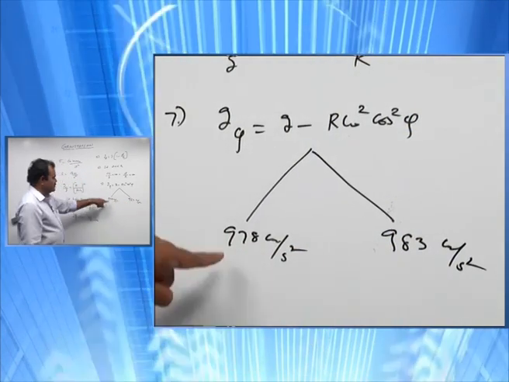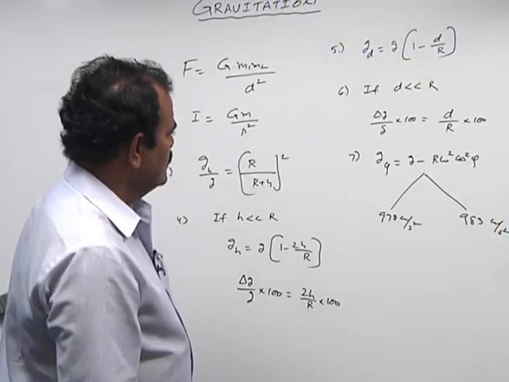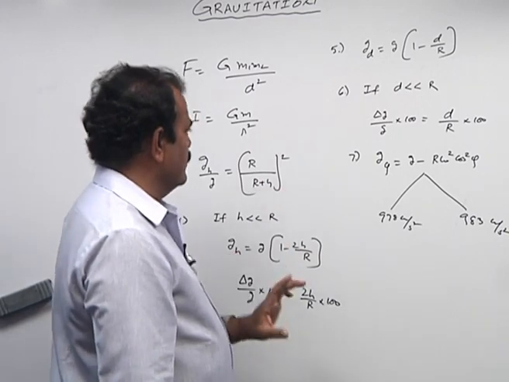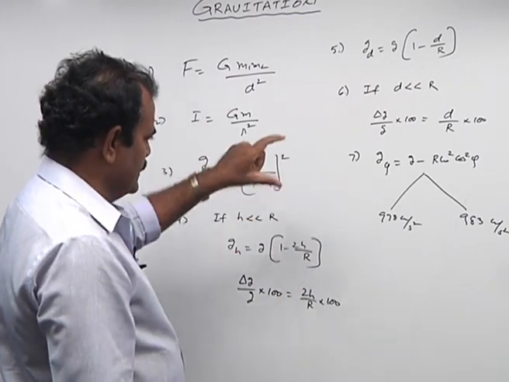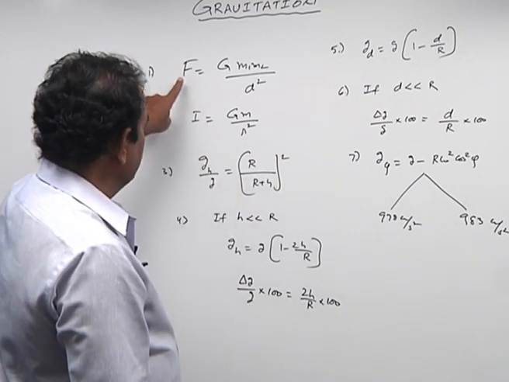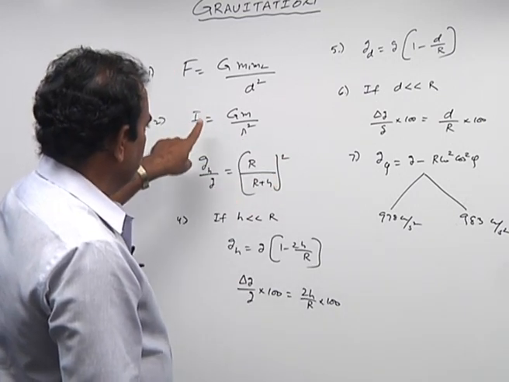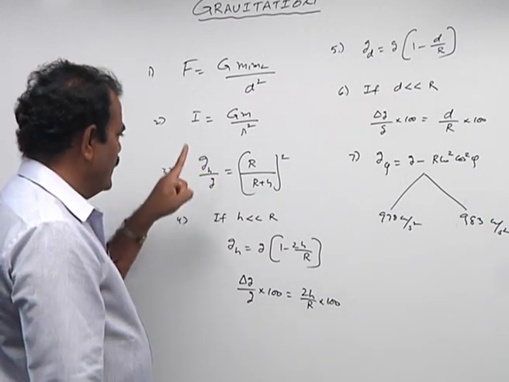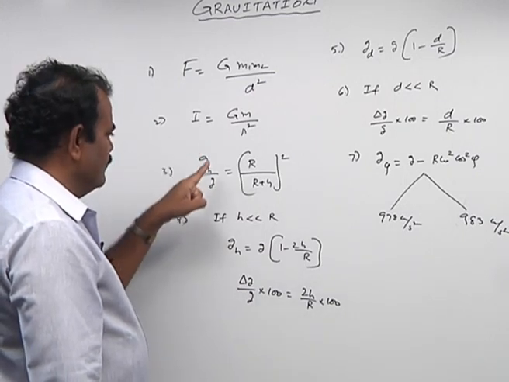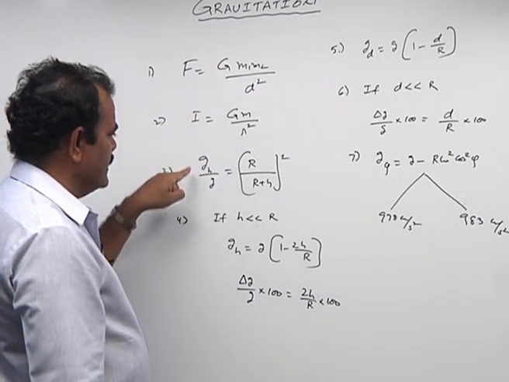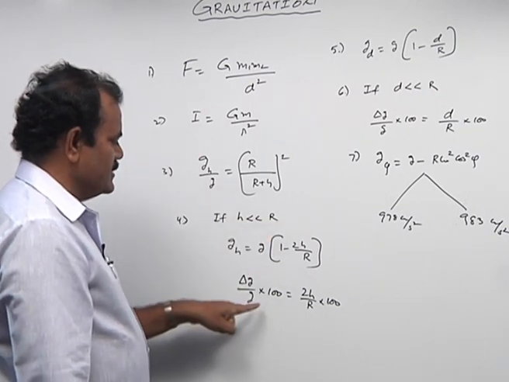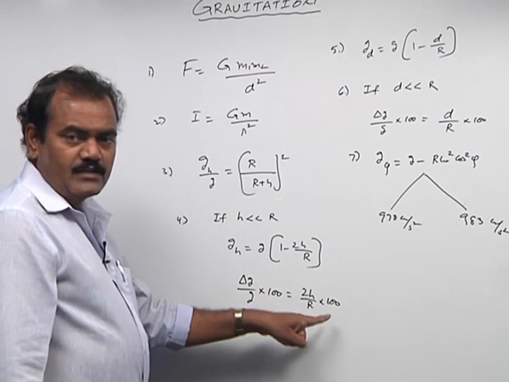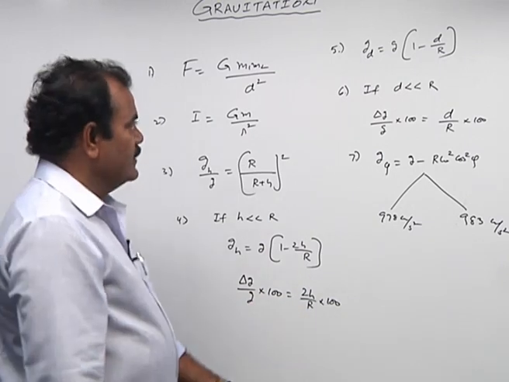The difference between them is 5 centimeters per second square. So far we could complete all of them, and for all of them I gave that verification, that is a proof also. And here, the inverse square law of gravitation, and it is the intensity of gravitational field. Thereafter, when the body is taken to height, g_h by g is given, and if h is less than R, what is the percentage change in small g? For that, this formula is taken.